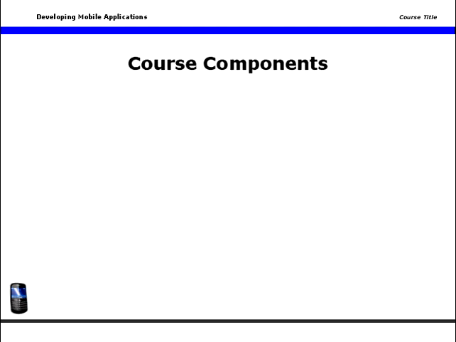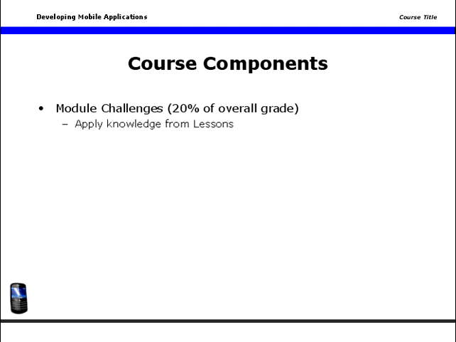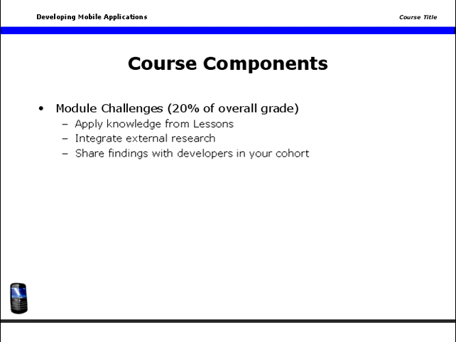Overall, you will have 3 kinds of graded submissions for this course and each course in the App Developer program. Module challenges will count for 20% of your overall grade. They will apply knowledge from each module's lessons. In some cases, they'll integrate external research, and they'll give you the opportunity to share your findings with other developers in your cohort. They'll be graded based on the usefulness to other developers or to the marketplace.